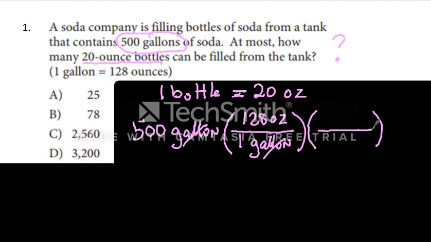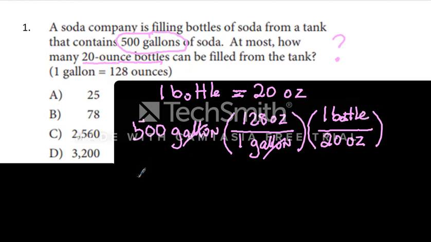Well, it also tells me, because these answers are all in terms of bottles, that 1 bottle is equal to 20 ounces. Since I have ounces in the top, we can put ounces in the bottom. So 20 ounces would go here, and that would be for 1 bottle. Now we can work out our math.